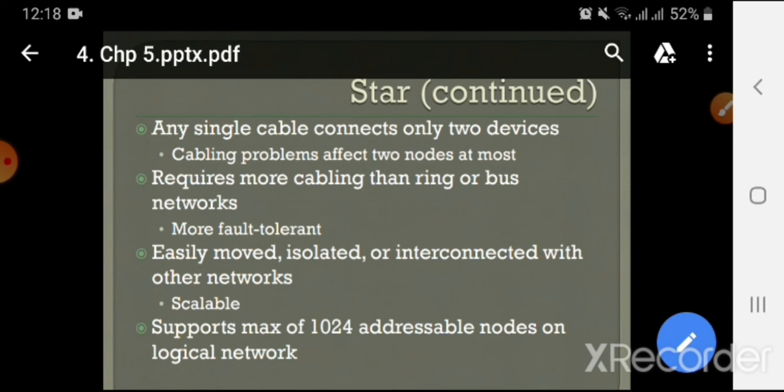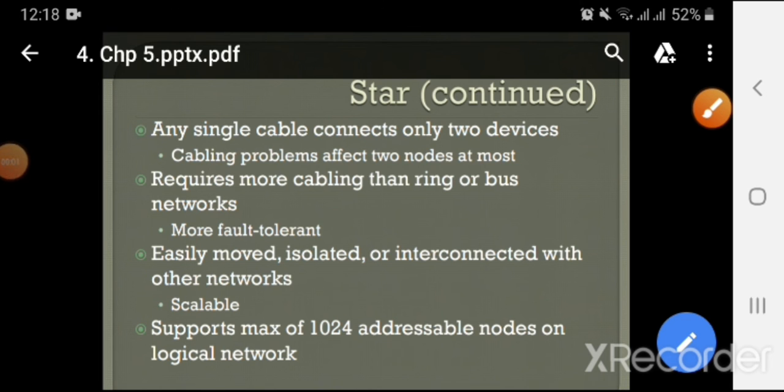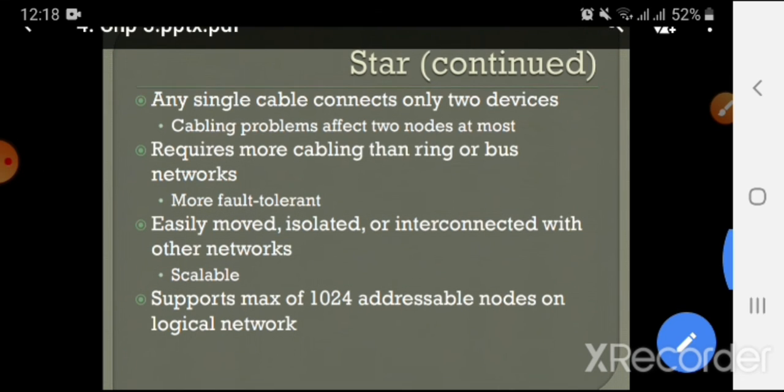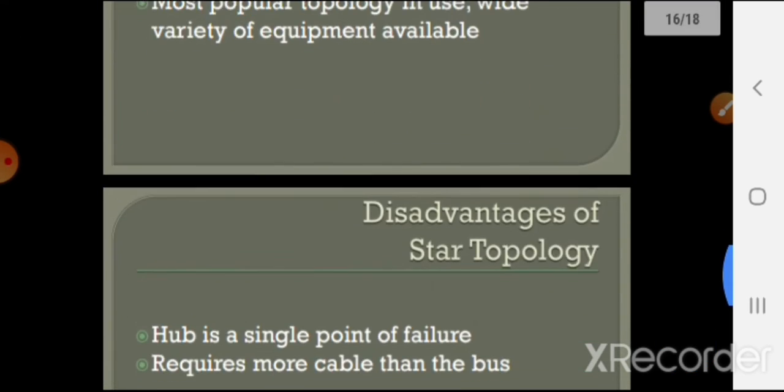Now there are some other features. Any single cable connects only two devices. A cabling problem affects two nodes at most. If there is a chance of error, it can affect only two nodes at most. It requires more cabling than ring or bus networks. It is very easy for us to connect new computers to the star topology.